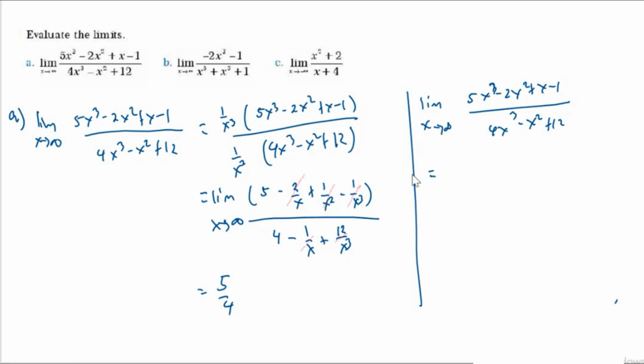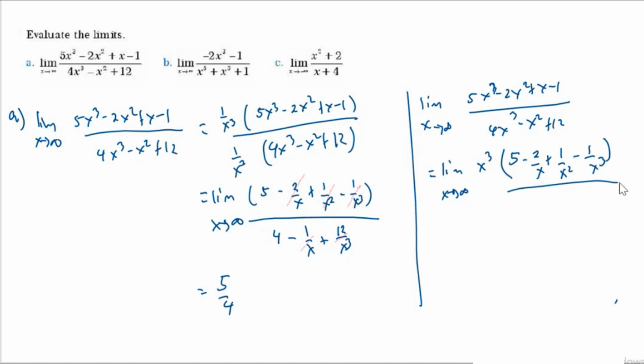So the other solution for that is that I can write now the limit as x approaches infinity. If I factor out the highest exponent, we have x to the third power times 5x cubed divided by x cubed, so the quotient is 5, minus 2x squared divided by x cubed, so the answer is 2 over x, plus x divided by x cubed, we have 1 over x squared, minus 1 over x cubed.